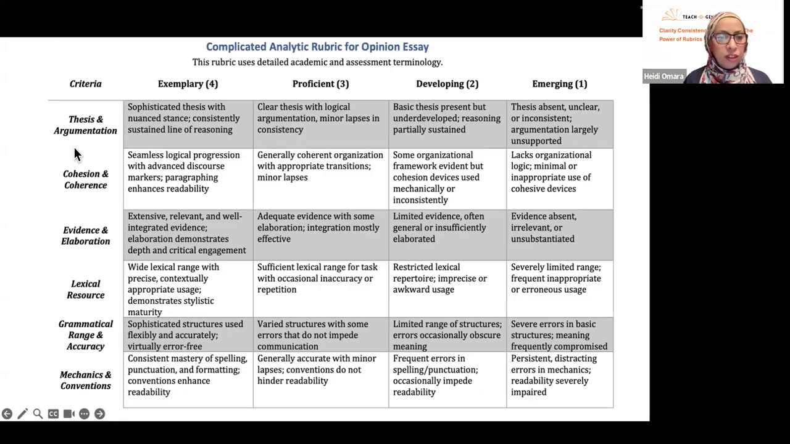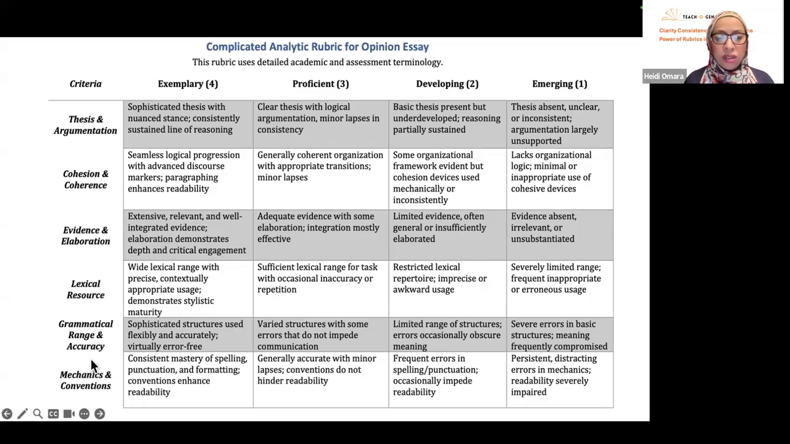I just want to move this here so that I can see with you the wordings. So this is a complicated analytic rubric for an opinion essay: sophisticated pieces with nuanced stance, consistently sustained line of reasoning, seamless logical progression. This is just an opinion essay rubric, but this is a detailed academic one. So maybe the students are studying for a master's degree or something, so that could be something suitable for them.